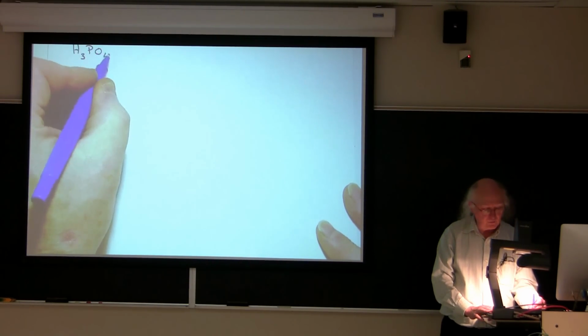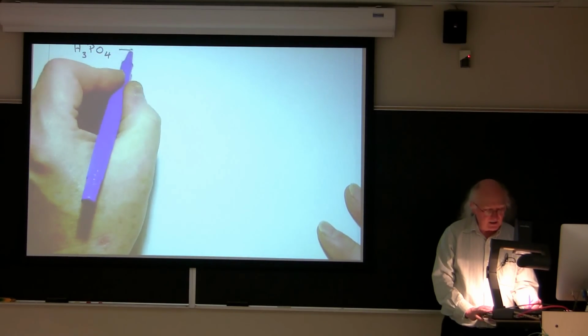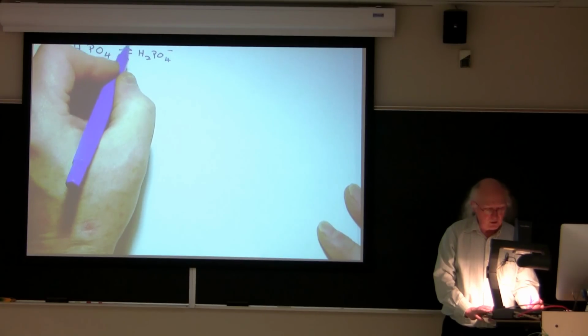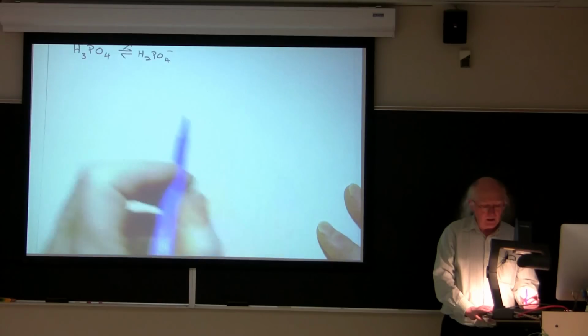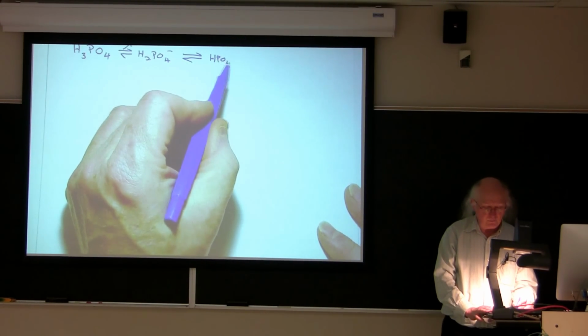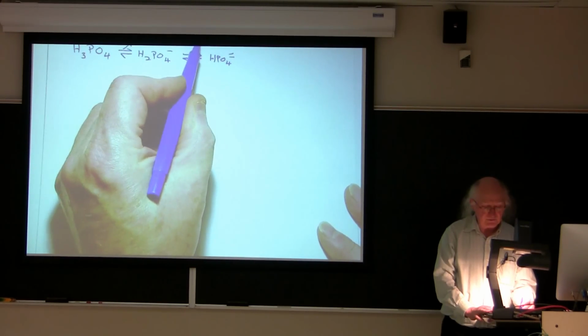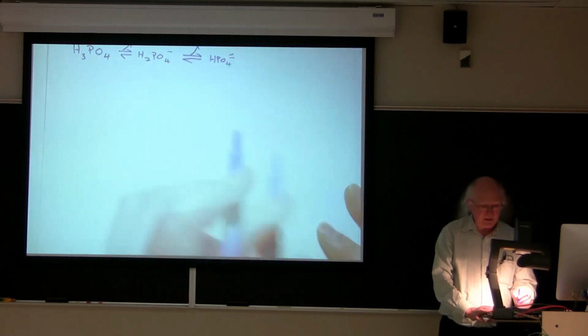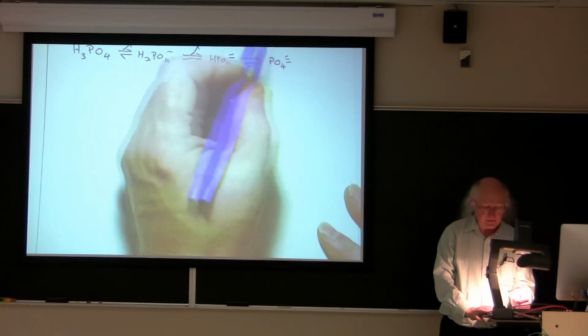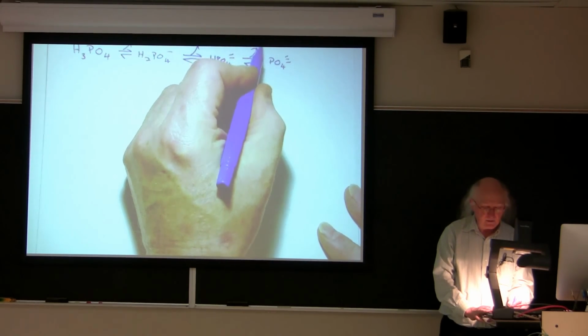Well, let's start by thinking of that ionization first. So phosphoric acid has 3 different protons that it can lose. It starts with H3PO4. That's known as phosphoric acid. And it can ionize to form H2PO4 minus with the loss of a proton. H2PO4 minus can lose a proton also and become HPO4 minus minus. And HPO4 minus minus can also lose a proton and produce PO4 minus minus minus.